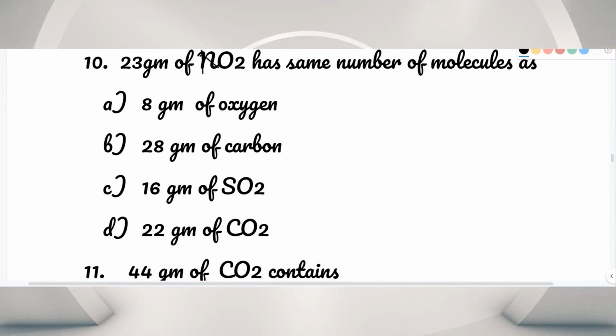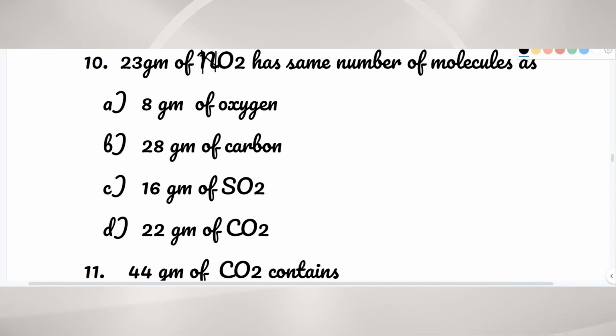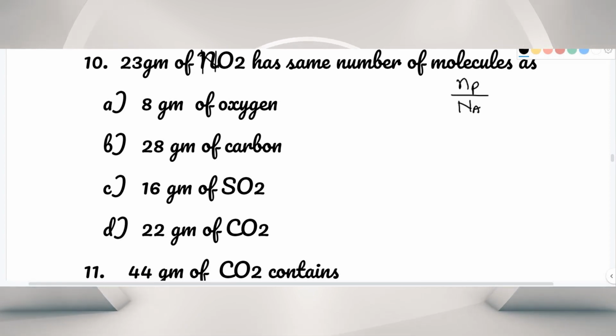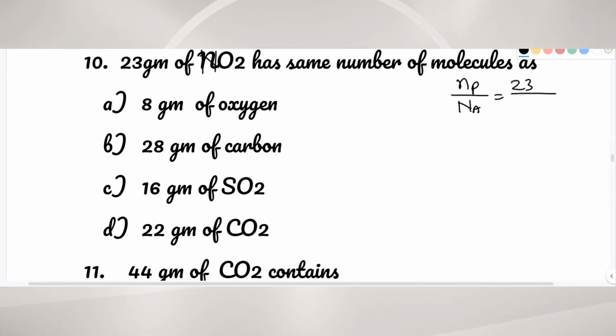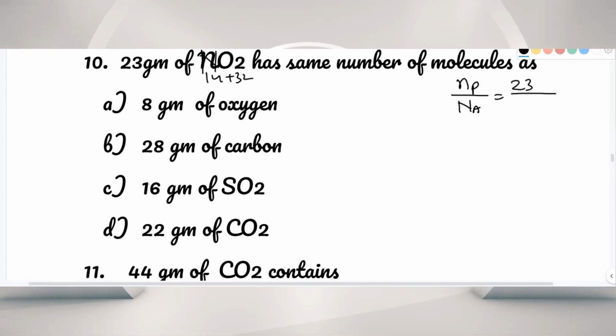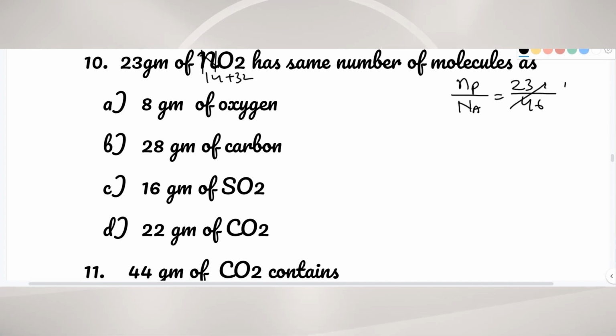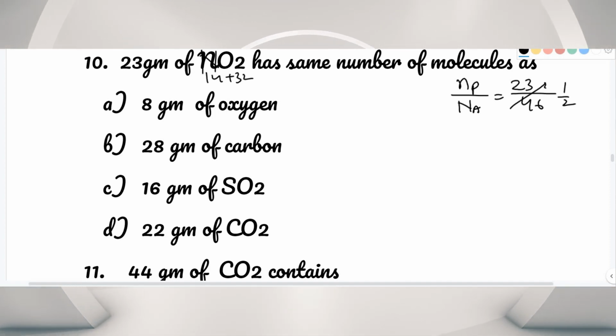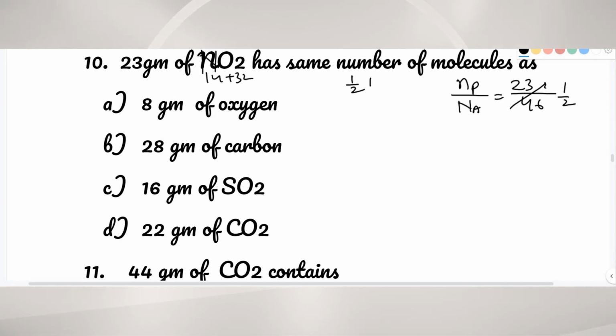23 grams of NO2, nitrogen dioxide, has the same number of molecules as which of these? So let's first find the number of molecules for 23 grams of NO2. Number of molecules means number of particles. Number of particles by Avogadro number is given mass by molar mass, that is 23 by the molar mass of NO2. N is 14, oxygen 2 times 16, that is 32, plus 14, that is 46. So this part is a half. So 23 grams of NO2 has half of Avogadro number, this many number of molecules.